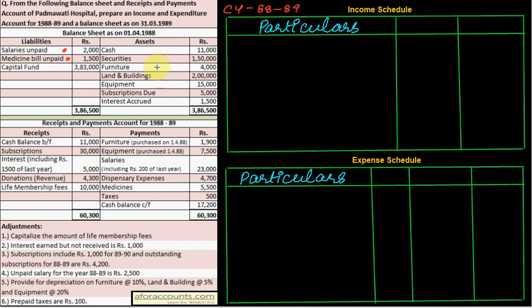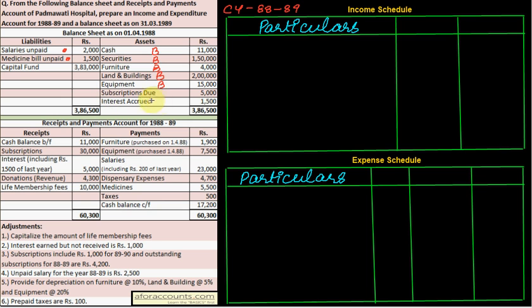Cash, securities, furniture, these are all your balance sheet items. Just keep marking. Cash is your balance sheet item. Securities again a balance sheet item. Furniture, your balance sheet item. Land and building, your balance sheet item. Equipment again your balance sheet item.